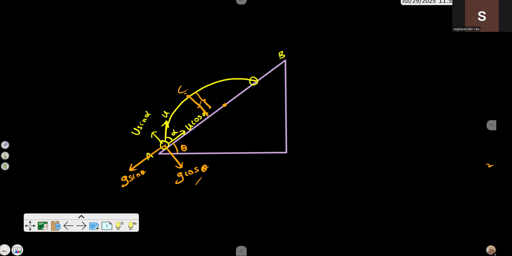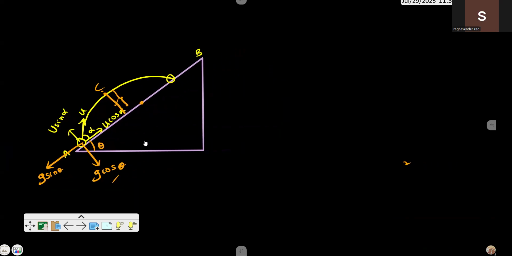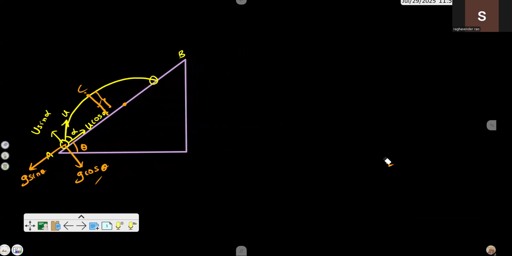So range, what is range? Range is nothing but the horizontal displacement. We have already written the equation. Sx is equal to u cos alpha into t minus half into g sine theta into t square. This is what you have to use. Now range means it is reaching from A to B, or A to some point D. That means time of flight has to be taken.